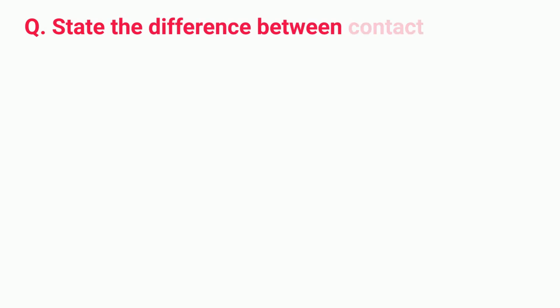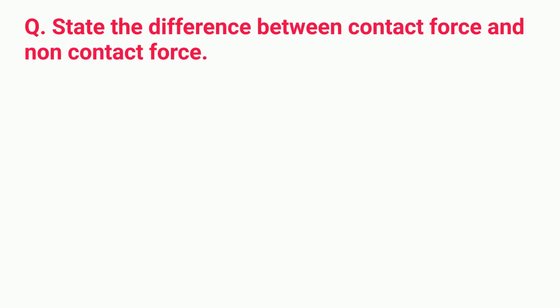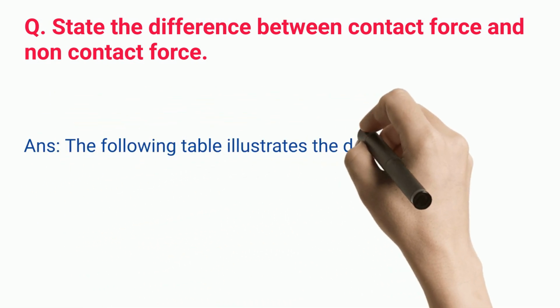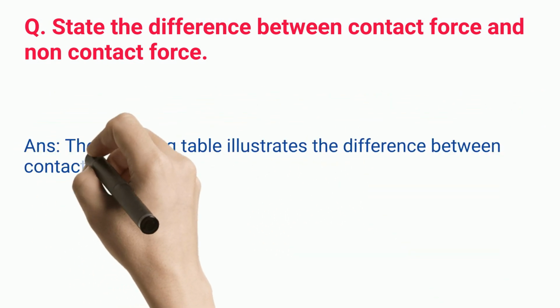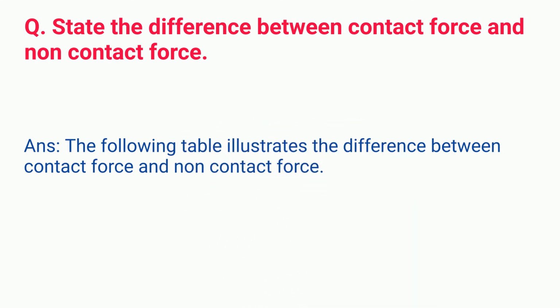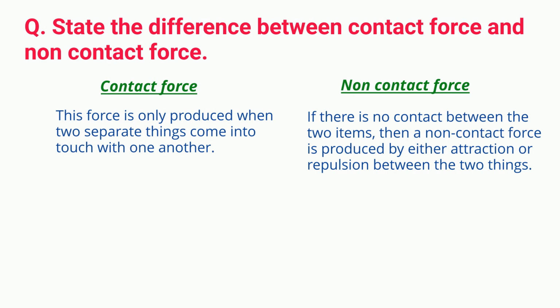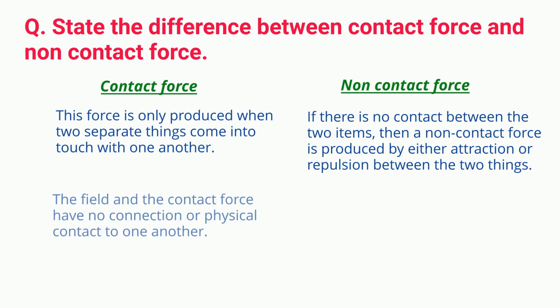Q. State the difference between contact force and non-contact force. ANS. The following table illustrates the difference between contact force and non-contact force. Contact force: this force is only produced when two separate things come into touch with one another. Non-contact force: if there is no contact between the two items, then a non-contact force is produced by either attraction or repulsion between the two things. The field and the contact force have no connection or physical contact to one another.